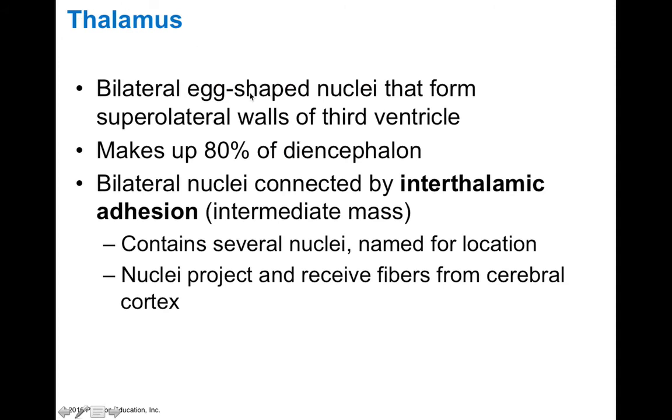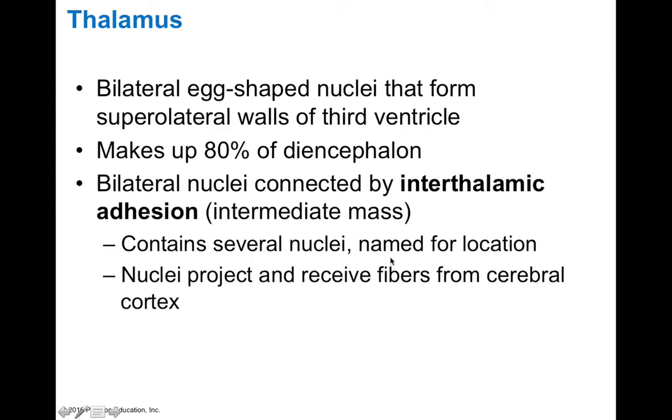So the thalamus is the largest part of the diencephalon, and it's these bilateral, kind of egg-shaped nuclei that form the superior lateral walls of the third ventricle, making up 80% of your diencephalon. These bilateral nuclei can sometimes be connected by something called the interthalamic adhesion, or intermediate mass. Now, this is missing in a lot of individuals. It's not clear whether missing an interthalamic adhesion causes any deficits, but this just serves as an additional route of communication between the two thalami.